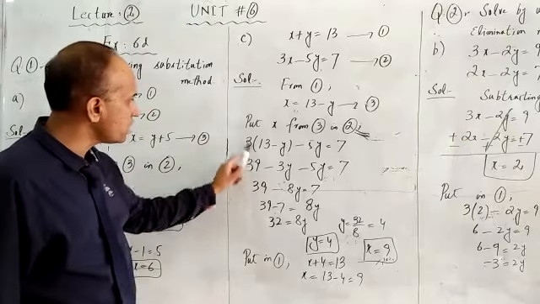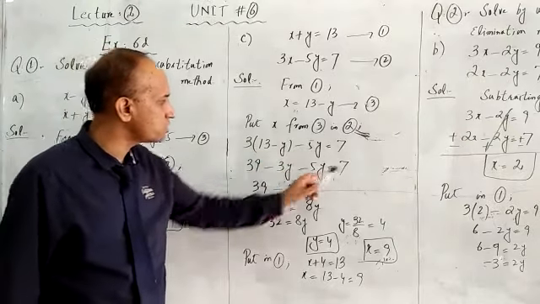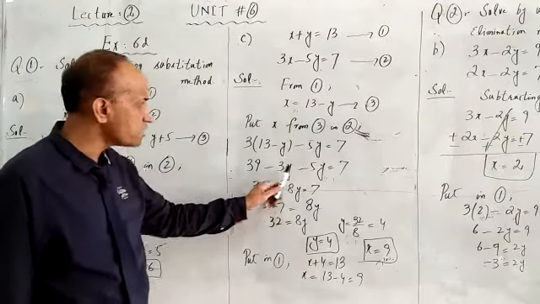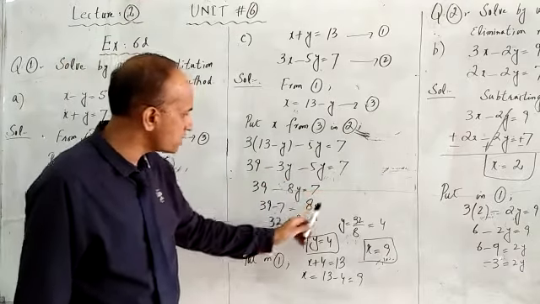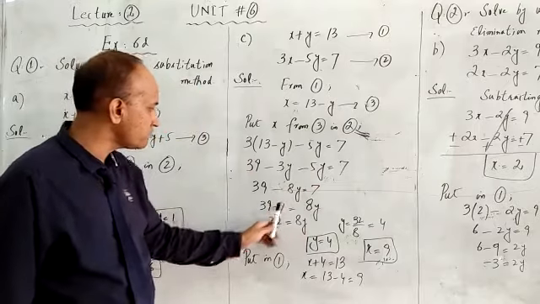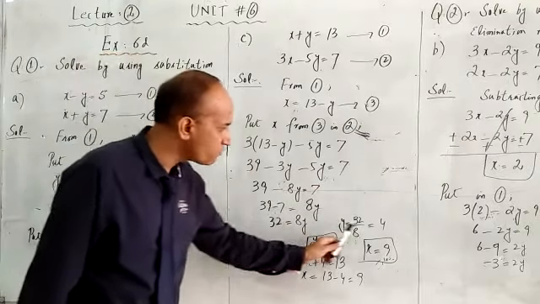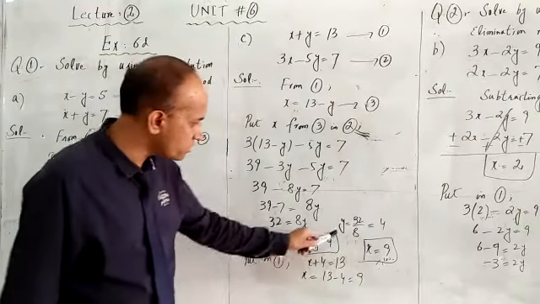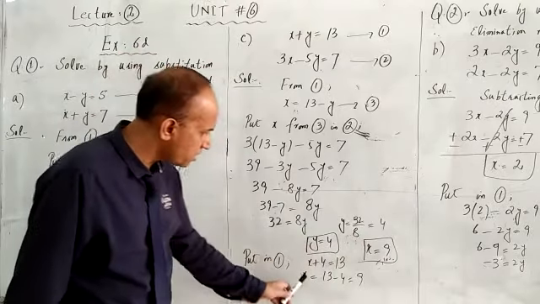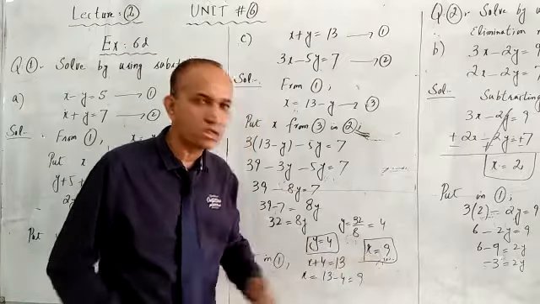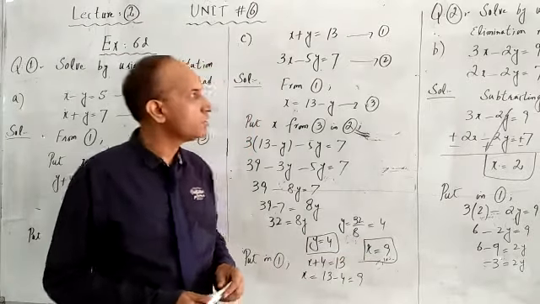13 into 3, 39, minus 3y minus 5y is equal to 7. Minus 3 minus 5, minus 8y, 39. 8y is shifted to the other side. 8y is equal to 39 minus 7, 32. So we have y is equal to 4. We put this value of y is equal to 4 in equation 1 and get x is equal to 9.